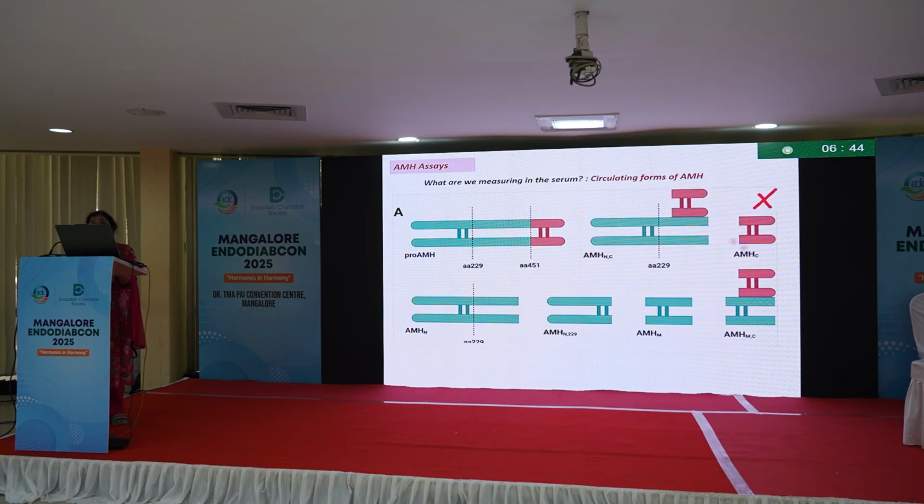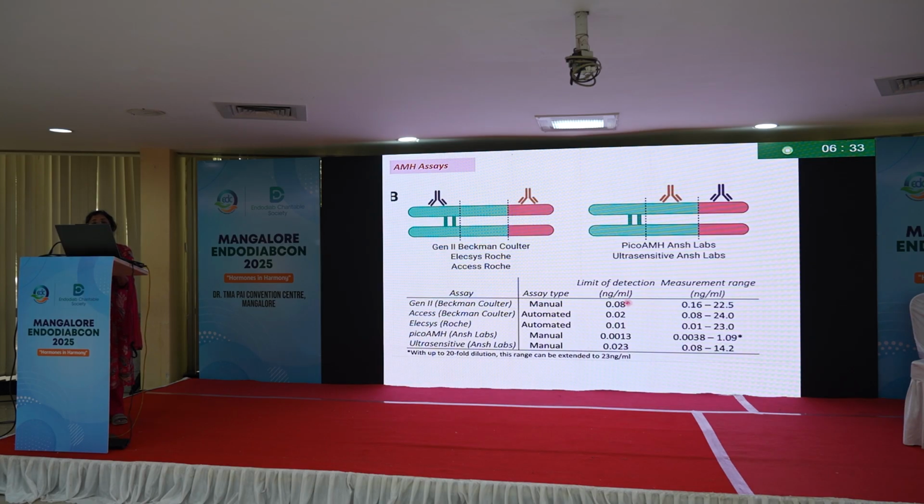The free, active form doesn't circulate in the blood, but depending on where the cleavage happens, there are different molecules of AMH circulating in the blood. And when we talk about AMH assays, there are capture antibodies and detection antibodies which can target different areas, so there may be differences in the assays which detect different molecules. In India, most commercial labs use two automated commercial assays, either Beckman-Coulter or Roche. These are the two most commonly used assays in India.